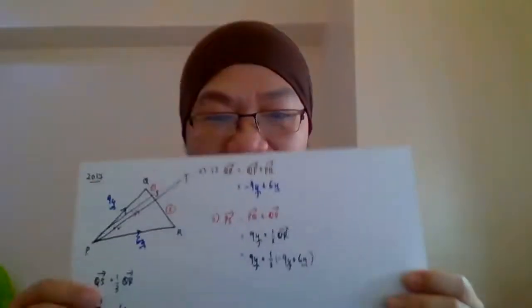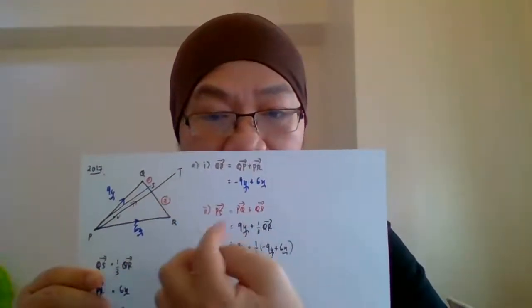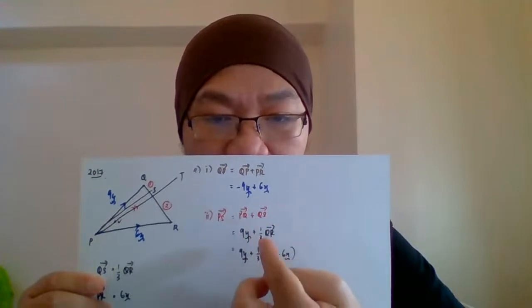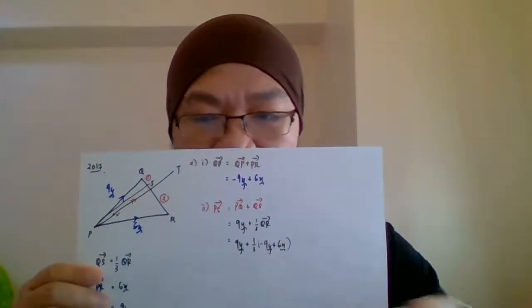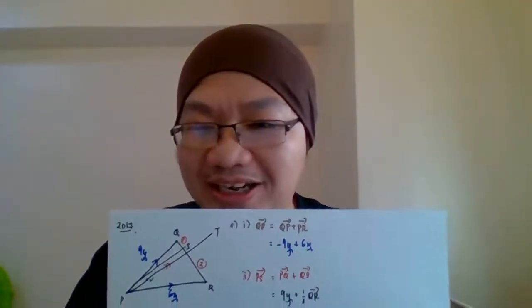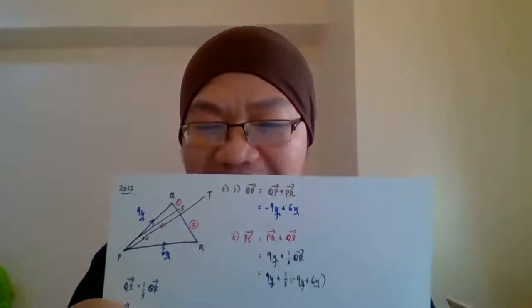So we just update the vector. The QR, we already obtained on the top, which is negative 9y plus 6x. Then we simplify, we calculate. So PS, I want to find the PS, is 9y plus 1/3 of the QR. The QR, I just copy and paste from what we obtained here and put it here, and we simplify this. Someone calculate for me. Adlina and Khalida, both of them promised to calculate the answer for me. Okay, quickly calculate for me.